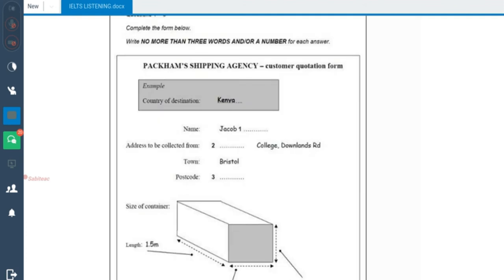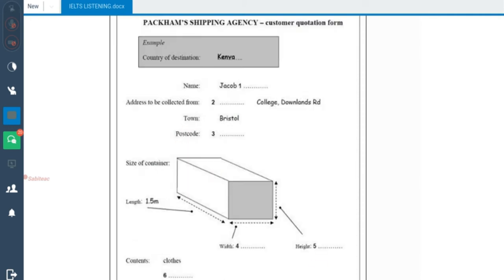This is an example of a form. As you can see, the instruction says, complete the form below. So this is a form, and you are just filling a form. For example, somebody wants to purchase something, or somebody wants to pay for something, and the client will need to fill a form. That's just what the form is all about.